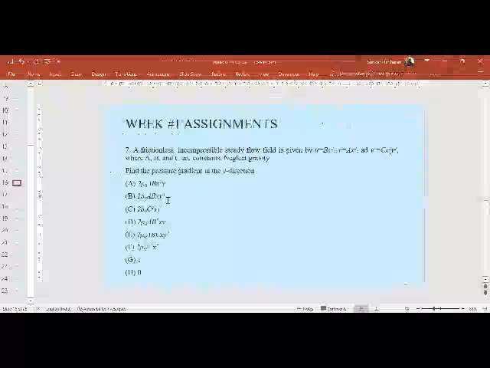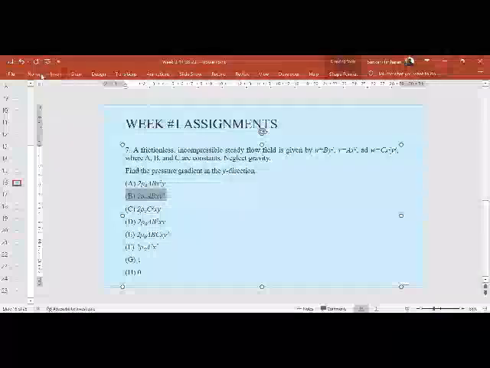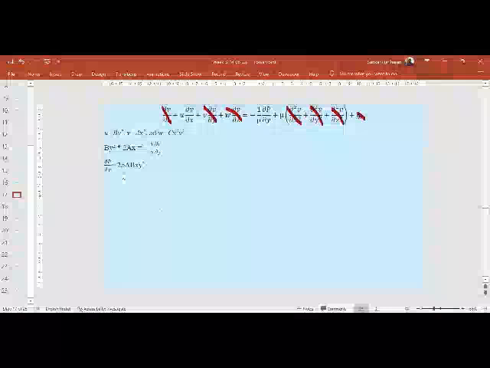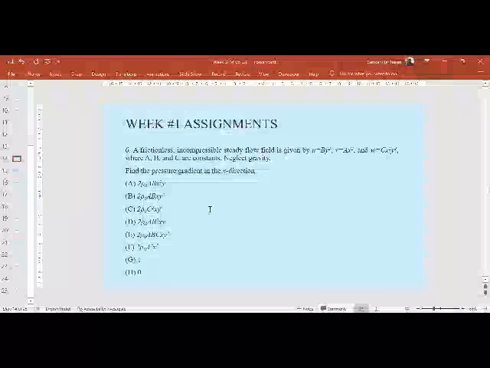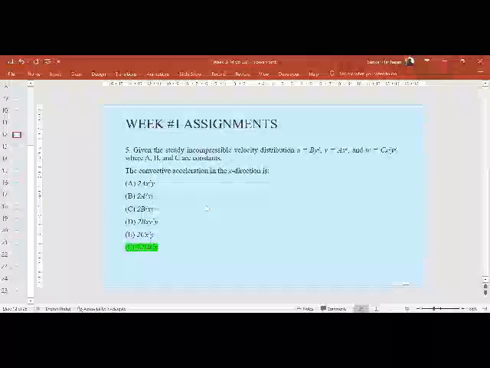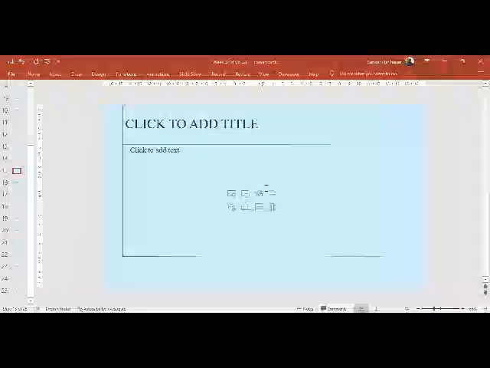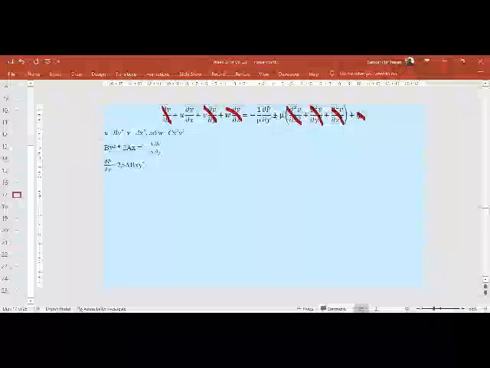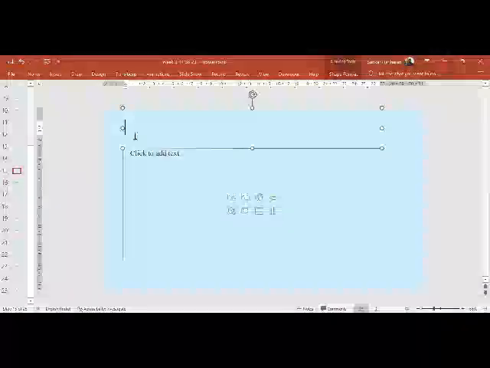Apparently this option was not given properly on the SWAYAM website, so I'm not sure what to make of it. So the correct answer is option B, given by 2 rho a b x y square. I think I may have skipped a question in between, where you have to find the pressure gradient in the x direction. That is very similar to the y direction, so we'll start with that.